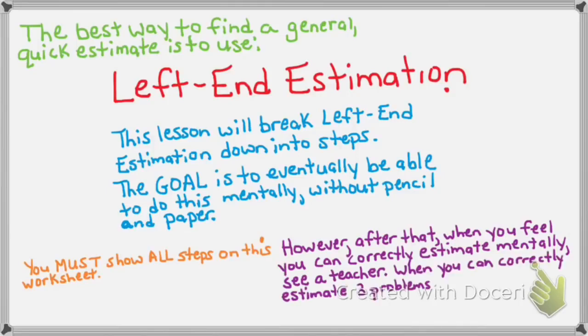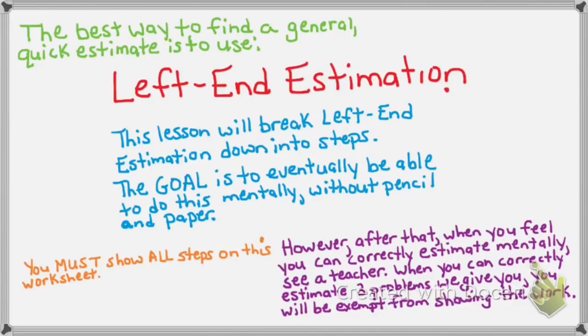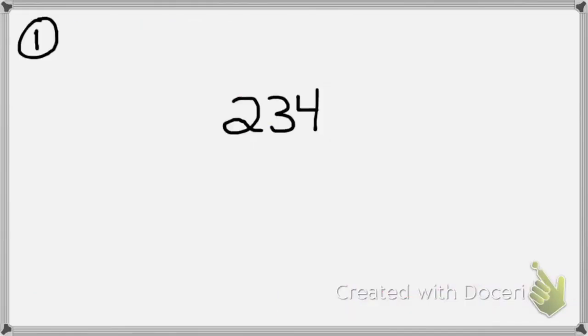We'll give you 3 problems, and when you can correctly estimate 3 problems in a row, and that's 3 problems we give you after you've spoken to us about it, we will let you know if you're exempt from showing the work for the rest of the time. So again, it has to be asked of a teacher ahead of time. You have to do the 3 problems we give you in a row correctly, and then we have to tell you that you're exempt from showing the work. Until that time, you are expected to show work. So let's check it out and see how it's done.